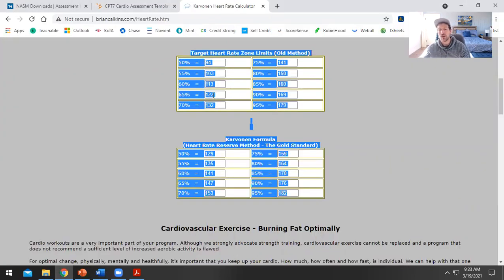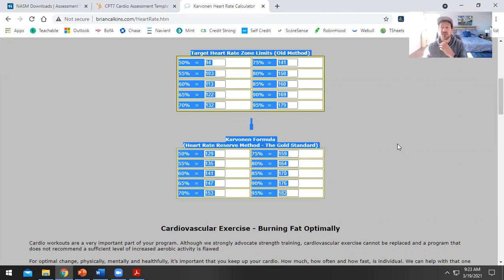All right, so you can see here, if we look at it, the old method, if I wanted to be between 65 and 75%, everybody who's 32 years old would be between 122 beats per minute to 141 beats per minute. It's not bad. I don't dislike that method. If that's all you have access to, you don't have time to get their resting heart rate, use this. It can be very effective.